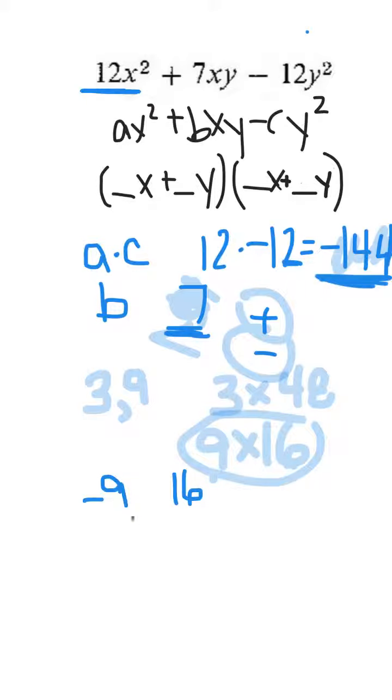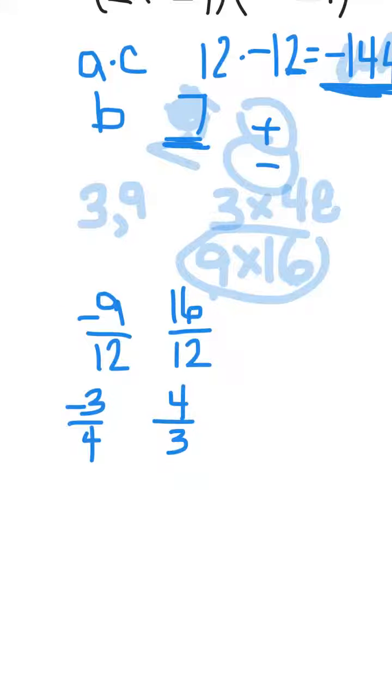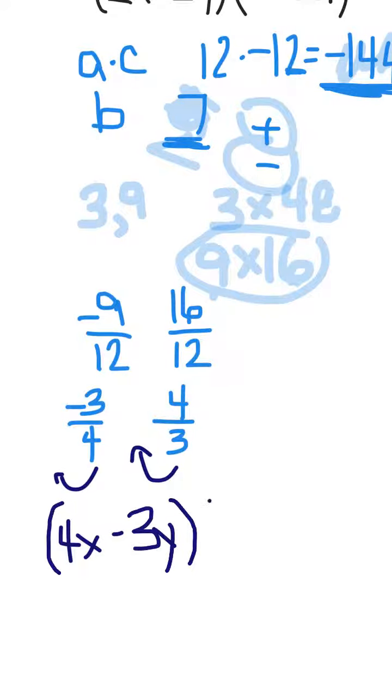A was 12. So 12 becomes our denominator. We simplify. 3 goes into this one. 4 goes into the other one. Slide this up, get some stuff out of the way. And now we finish by going bottoms up. So the denominators go first. 4x minus 3y, remember for the y's from above, and 3x plus 4y.